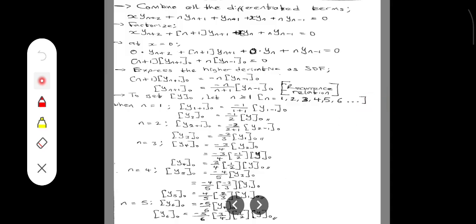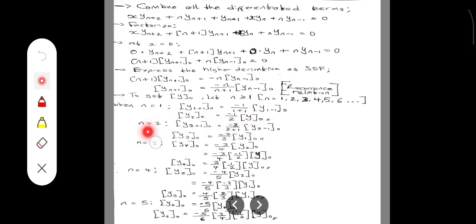Now when n is equal to 1, we have y subscript n plus 1 of 0, right? So that is y subscript 1 plus 1, which is now y subscript 2 of 0, equals minus n over n plus 1, so that is minus 1 over 1 plus 1, which is 2, times y subscript n minus 1, and 1 minus 1 is what? It is 0. So we just have y of 0 here for our first term.